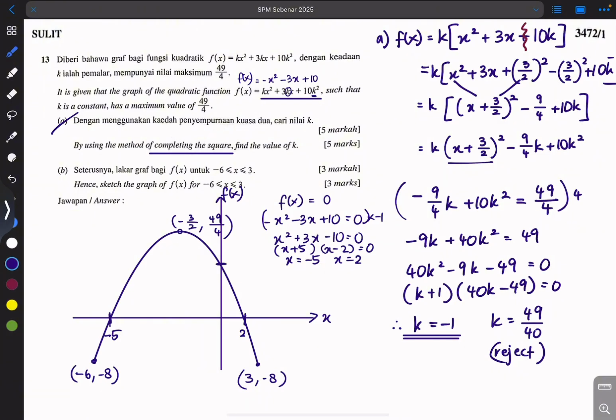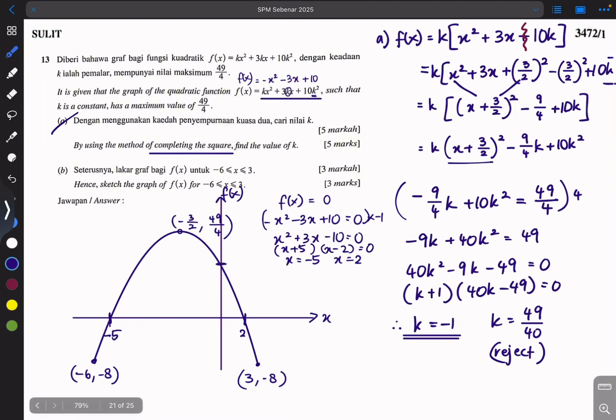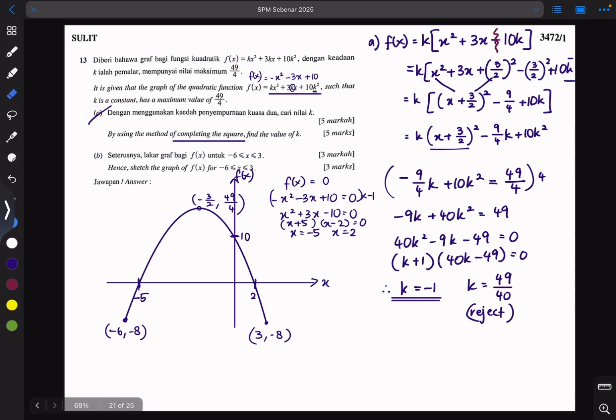Right. Then lastly, we need to find the y-intercept. At the y-intercept, the value of x is 0. So we put in 0 here, 0 here. So this thing will be 0, this will be 0, this must be 10. So the y-intercept is 10. So this will be our final answer. Done. Next.